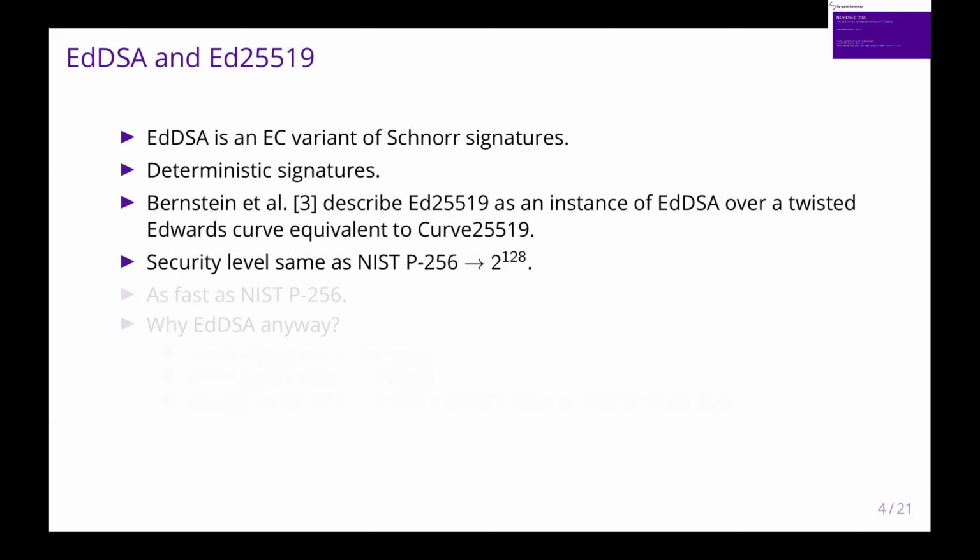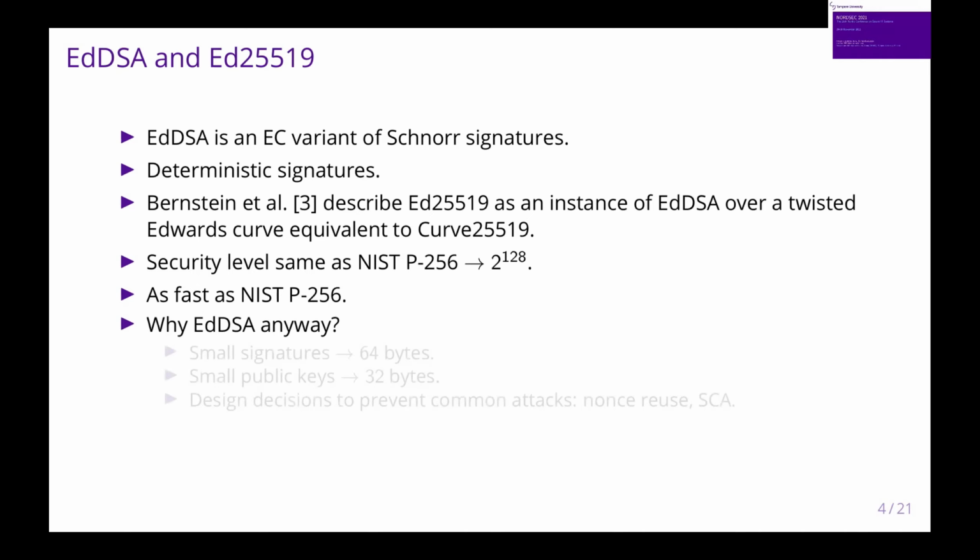It provides the same security level as the NIST P256 curve, which is 2 to the 128, and is as fast as the NIST P256. This comparison with this curve is important because this is probably the most widely used curve on the internet at the moment. So Ed25519 competes with this curve.